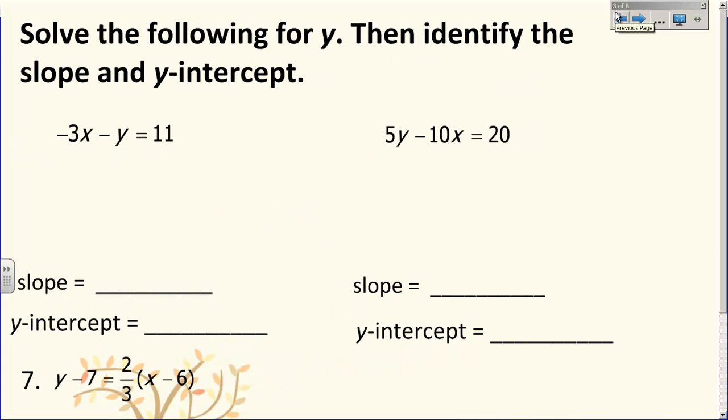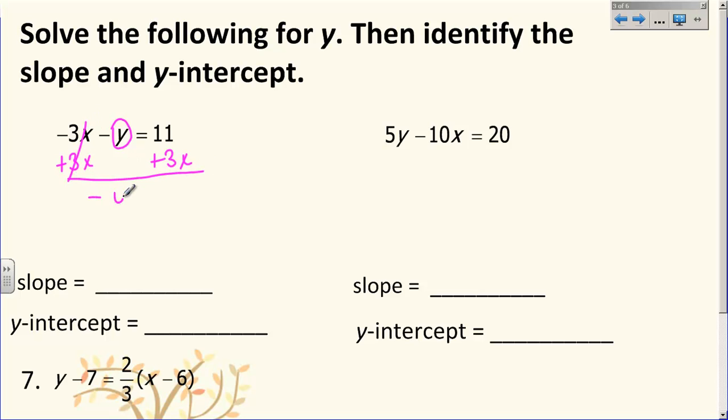Okay, so let's look a little more. So now we're going to solve these following equations for y, and then we're going to find out what the slope and the y-intercept are. So we're going to just solve for y, which means we're going to get y by itself. So if we look at this equation right here, negative 3x minus y equals 11, I'm going to try and get this y by itself. And so in order to do that, first thing I'm going to do is add 3x to both sides so that I can cancel it out and it won't be on the same side as the y.